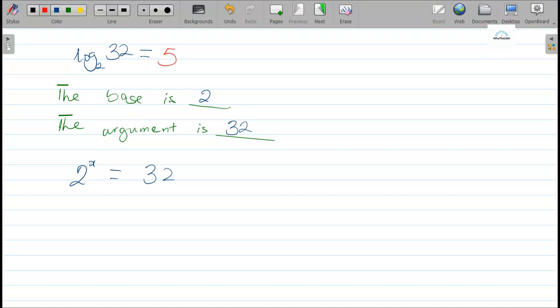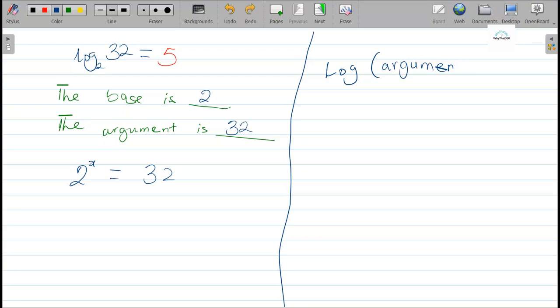Here there are some rules. The idea is that when you take the log of an argument to a given base, it always gives you a number which we call the exponent, the exponent to which the base needs to be raised to give the argument.